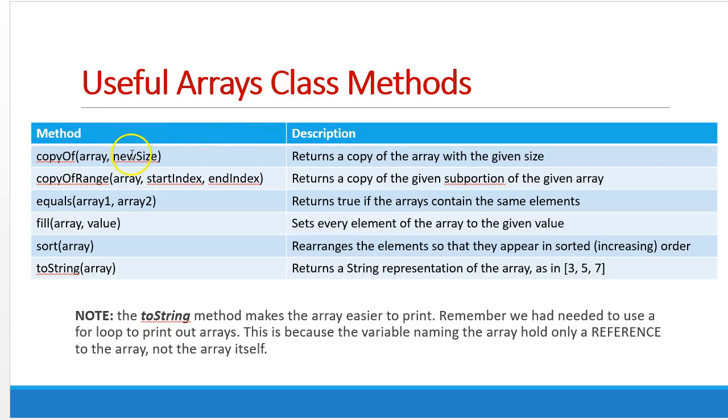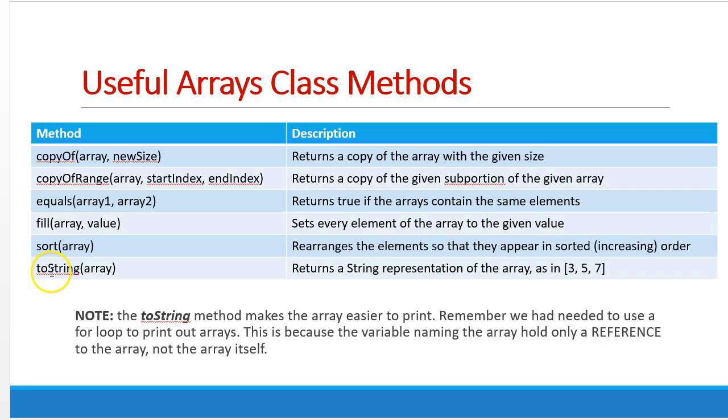So here's a list of those functions. You can copyOf, and this returns a new array with the given size. The old array is going to be discarded, basically. Then copyOfRange, so you can take just a part of it. We also have an equals function to test if the 2 arrays contain the same elements. We can fill every element of the array with a given value. You can sort the array, which is really nice. And you can convert the array to a string.